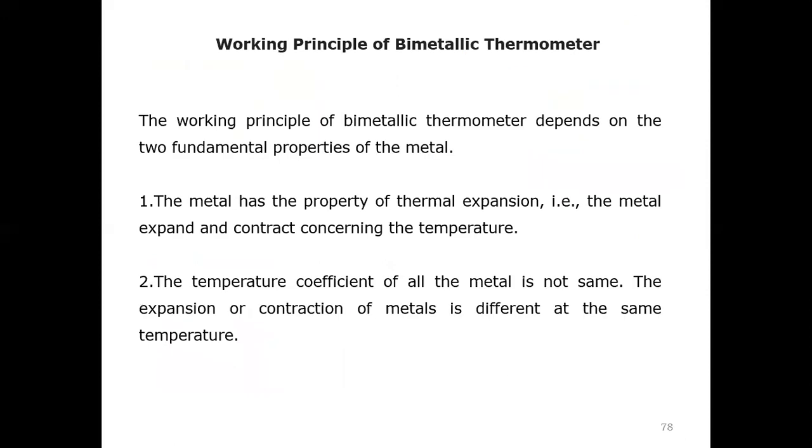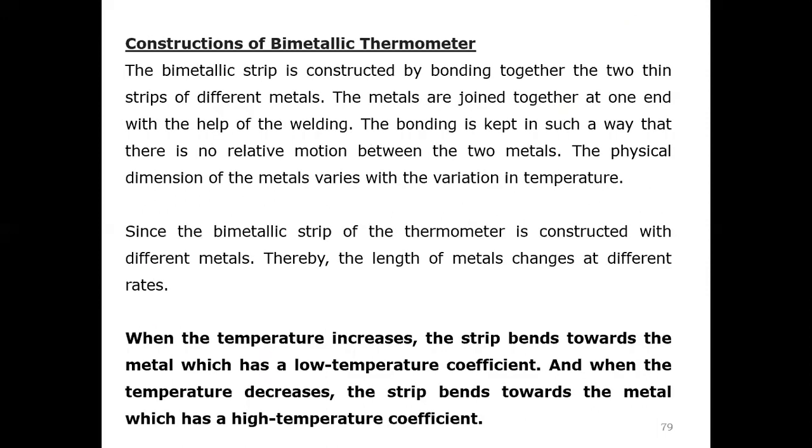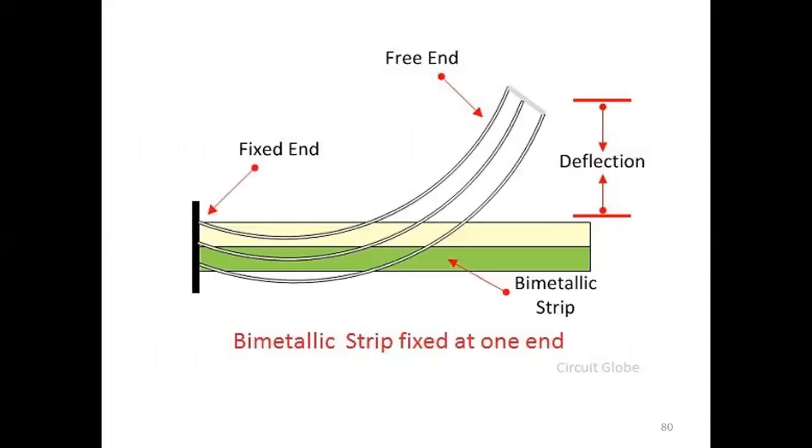The metal has the property of thermal expansion. The metal expands and contracts with temperature. The temperature coefficient of all metals is not the same, so the expansion or contraction of each metal is different at the same temperature. When the temperature increases in the bimetallic strip, the strip bends towards the metal which has a low temperature coefficient, and when the temperature decreases, the strip bends towards the metal which has the high temperature coefficient. This is the model.